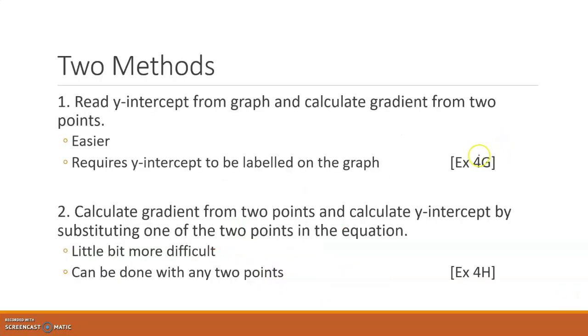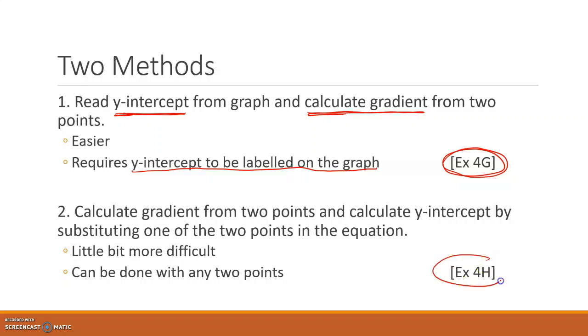So the first of these techniques is from exercise 4G. And this technique says to read the y-intercept from the graph. So this is a situation where the y-intercept is clearly marked for us. And then we need to calculate the gradient using 2 points on the graph. The advantage of this technique is that it's actually quite easy to do, because as long as we can calculate gradient, the y-intercept, the c value, is free for us. All we have to do is read it from the graph. Now this is easier, but like I said, it requires that the y-intercept is labeled on the graph. So if the y-intercept is not labeled in the graph, we can't use this easier technique.